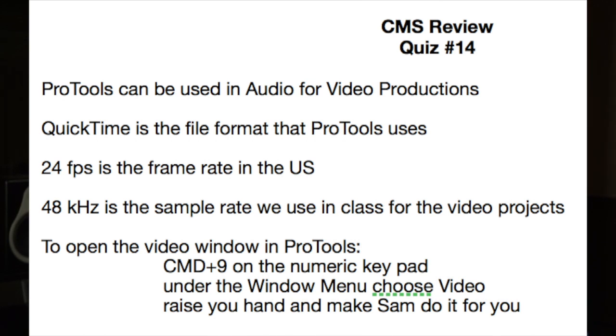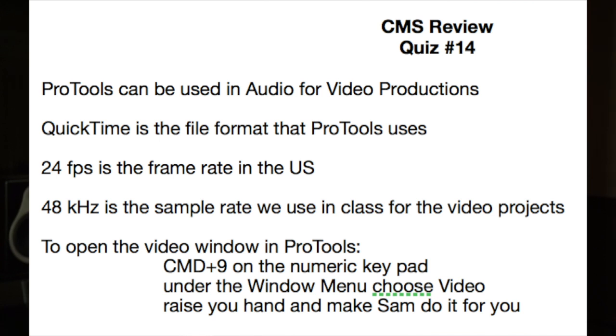First of all, Pro Tools can be used for video productions. That seems pretty obvious. We're using it, whatever film you're working on uses it or not. It's a viable option. QuickTime, though, is the file format that we import into Pro Tools and use for the videos inside of Pro Tools. That doesn't mean the final product has to be QuickTime, but that's what you're working with inside of Pro Tools.